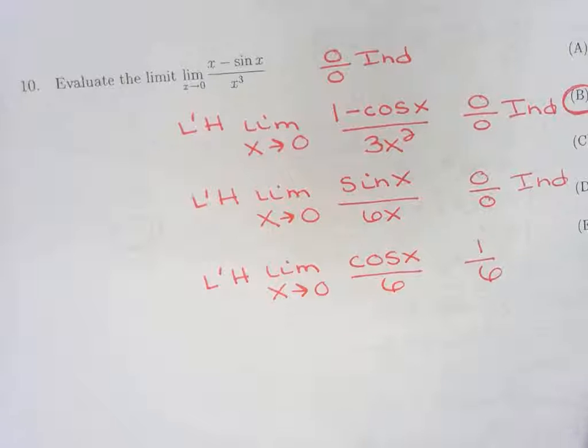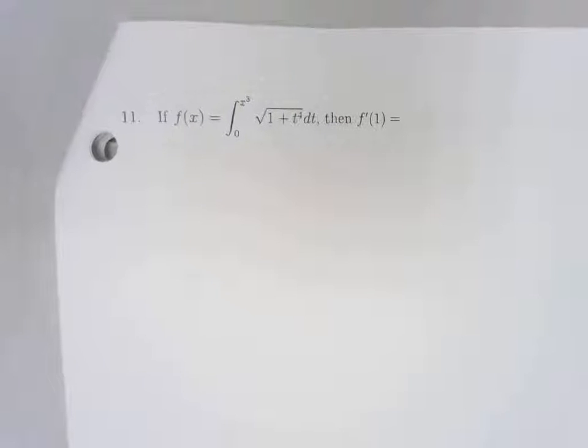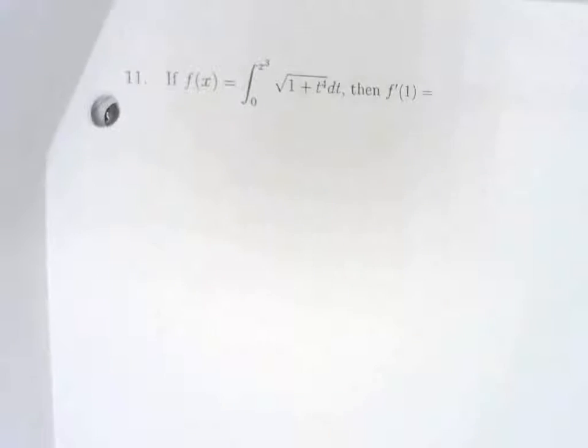Okay. Questions on that one? Okay, 11. This is a good one to do. So f of x is equal to the integral from 0 to x cubed, the square root of 1 plus t to the 4th dt. I want to find f prime of 1.